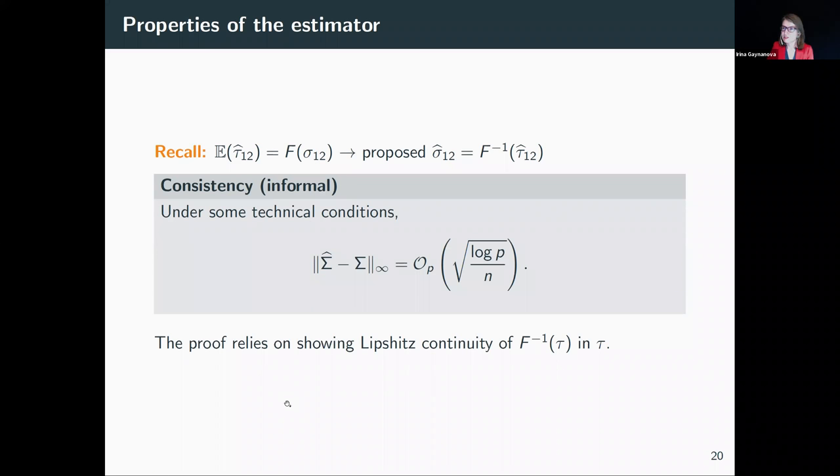Okay, so what is the consistency result? What we can show is essentially that the estimator of our latent correlation matrix sigma converges to the true sigma. This is in max element-wise norm, and the rate is the standard rate that you would expect. The constants are different. The proof roughly relies on showing Lipschitz continuity of the inverse of the bridge function.